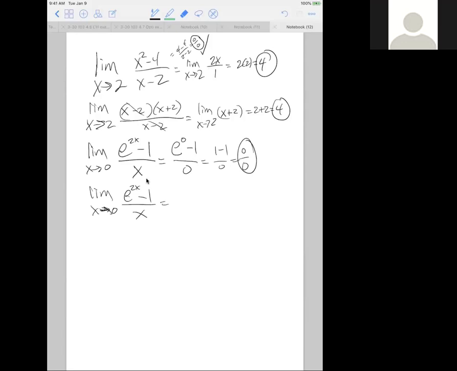I'm taking the limit of the derivative. The limit's a part of the correct answer. If you don't include the limit, it's not going to be a correct statement, okay? You'll see why in a second.